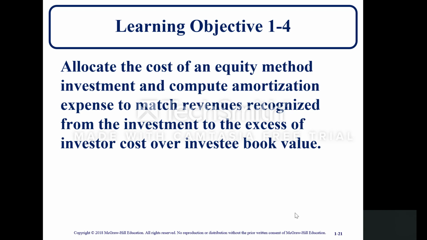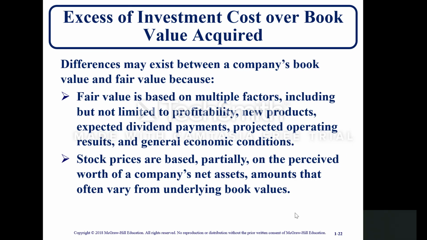On objective 1-4, allocate the cost of an equity method investment and compute amortization expense to match revenues recognized from the investment to the excess of the investor's cost over the investee's book value. So, excess of investment cost over the book value acquired. Differences may exist between the company's book value and the fair value because of the following. The fair value is based on multiple factors, including but not limited to profitability, new products, expected dividend payments, projected operating results, and general economic conditions. And the stock prices are based partially on the perceived worth of the company's net assets, amounts that often vary from underlying book values.